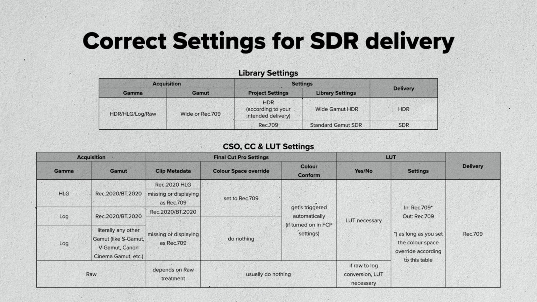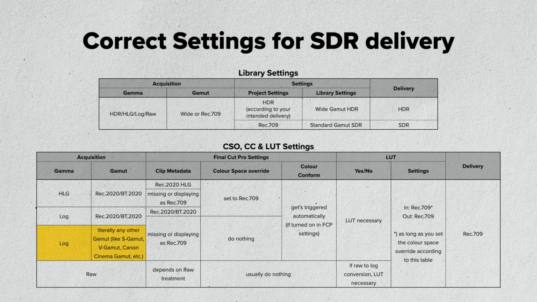Next, let's have a look at the settings for your material. If you're working with HLG footage, I recommend that you use a proper color space transformation LUT. If you decide to go that route, you need to set the color space override to Rec. 709. If you use log footage that uses the Rec. 2020 gamut, you need to set the color space override to Rec. 709.